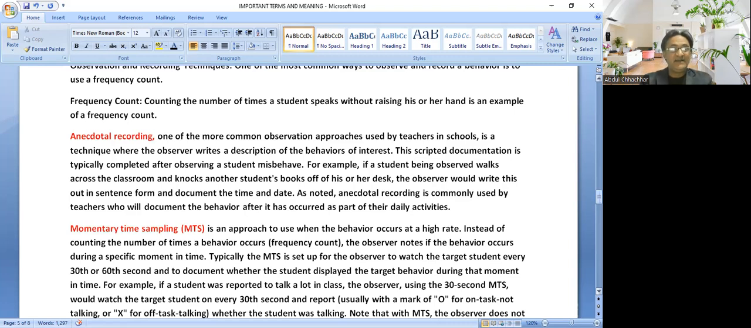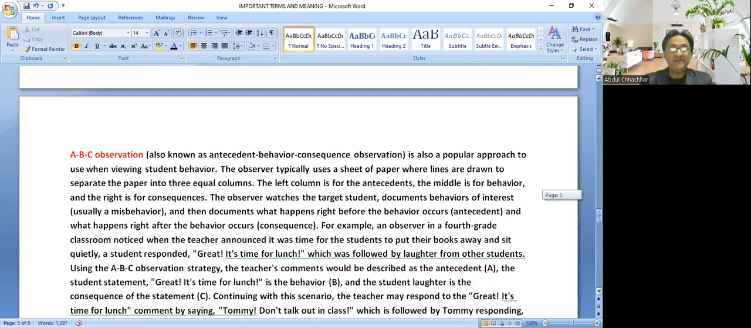Momentary time sampling, which is called MTS, is an approach to use when behavior occurs at a high rate, such as misbehavior, where the teacher has to record all of the data. The second is the ABC observation, which stands for antecedent, behavior, consequence observation. It is also a popular approach used when viewing students' behavior. The observer typically uses a sheet of paper with lines and drawings. This is a repetitive action of the children, a kind of diagnosis. For a certain time period, they will be rating the children's behavior and then observing the changes.